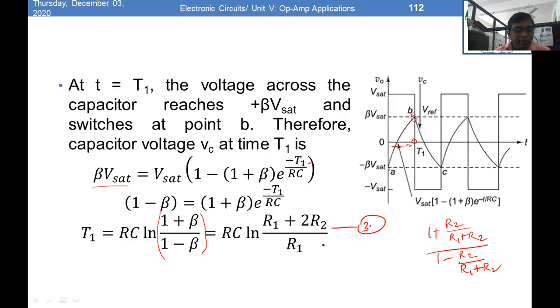This is the time period of the square waveform. It is half of the time period actually. The complete time period is twice of T1. So please note down these equations as well simultaneously, while I am explaining it.